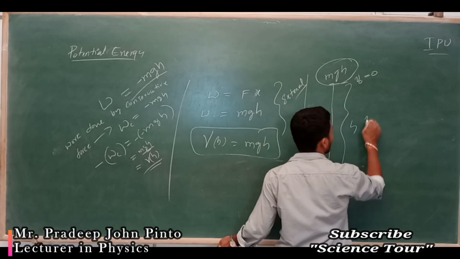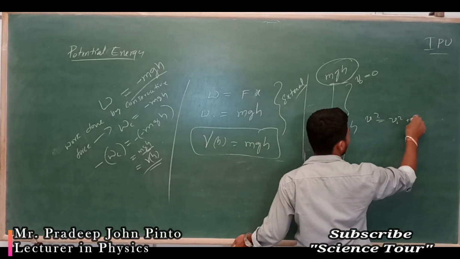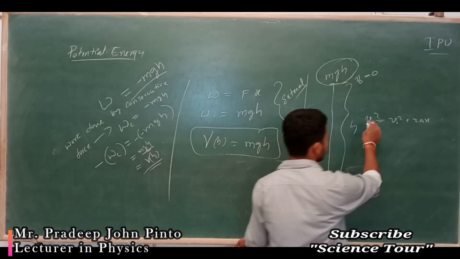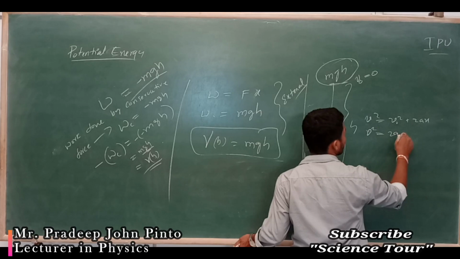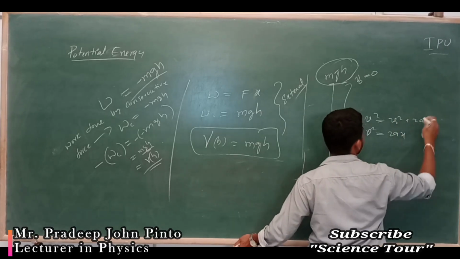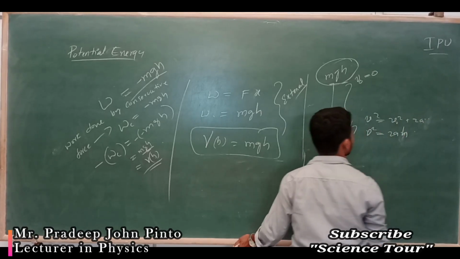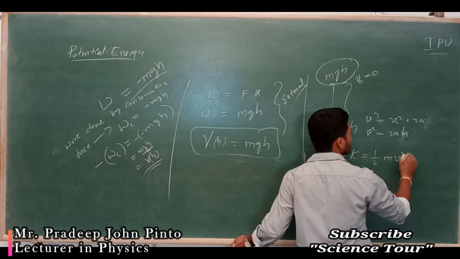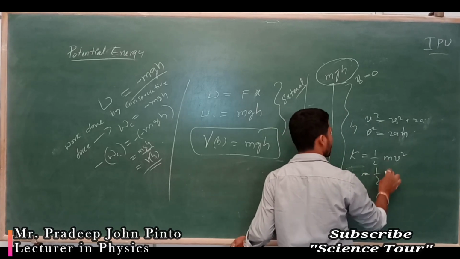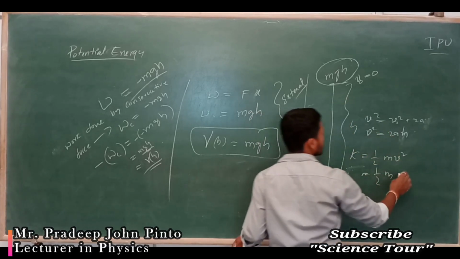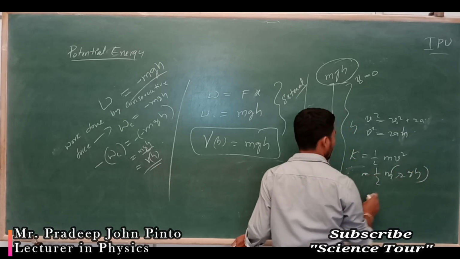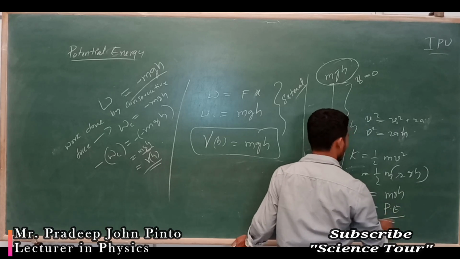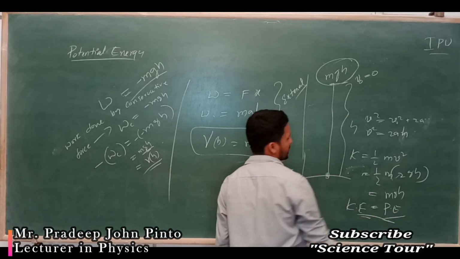So what can I write down? v square equals v naught square plus 2ax, which means it is gaining kinetic energy. So v square equals 2ax. Here x is nothing but h, because the initial velocity is 0. Kinetic energy is half m v square, so half m times 2gh. The 2 cancels, which equals mgh, which is equal to the potential energy. So kinetic energy equals potential energy.